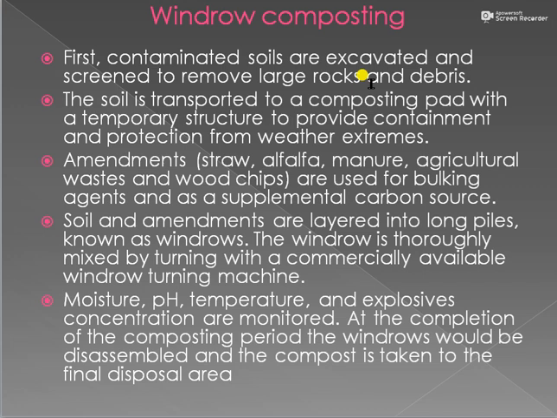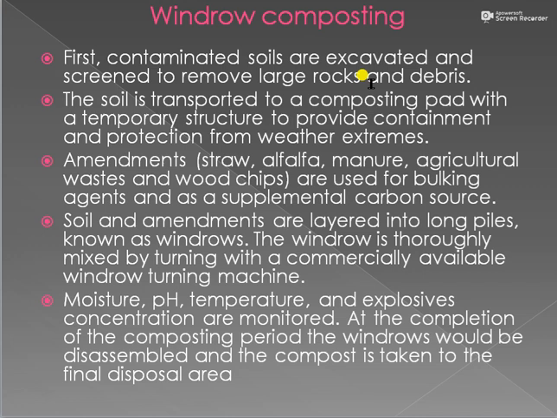It can be straw, alfalfa, manure, agricultural wastes, wood chips, etc. They are all mixed together. And the soil and the amendments are layered in long piles called windrows. The windrow is thoroughly mixed by turning it with a commercially available windrow turning machine. It's just like tilling your field. These things are all mixed together using a windrow turning machine.